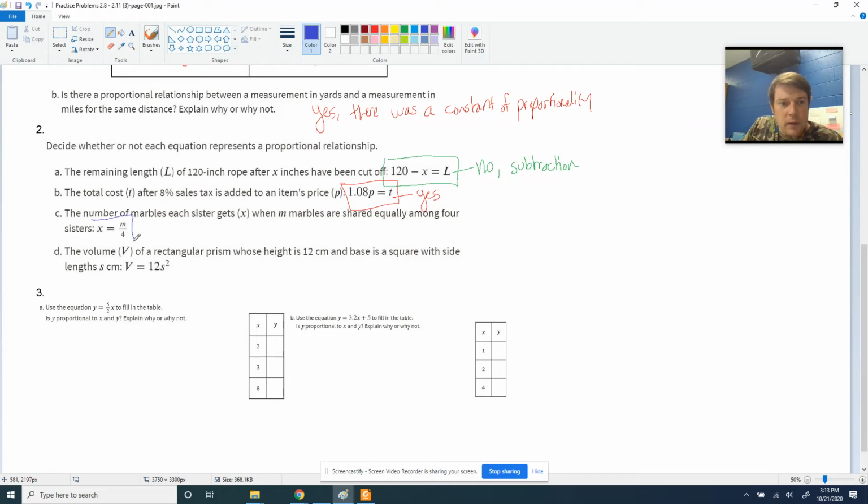I look over here. Now, this one is a dicey one. It's got a division bar. It's possible it's not proportional if there's a letter in the bottom, but we have a 4 on the bottom, so this one's okay. This is a proportional one, yes.